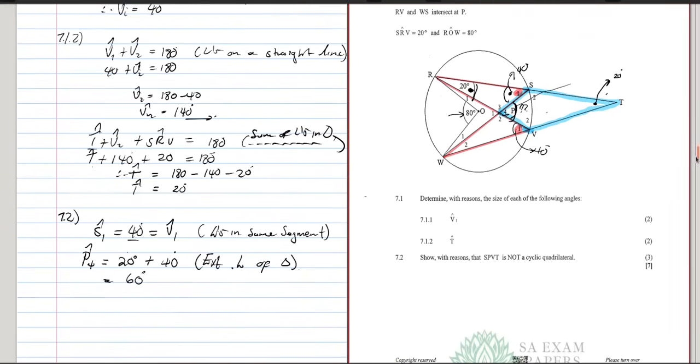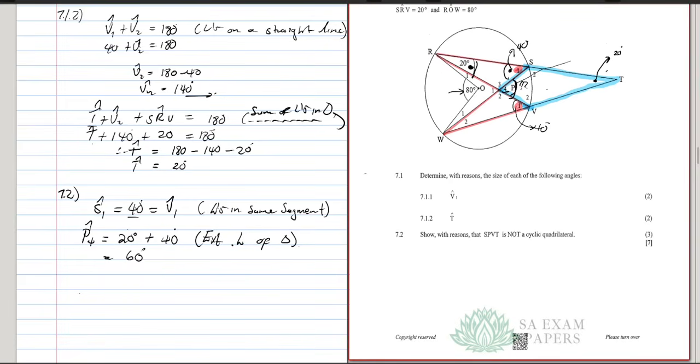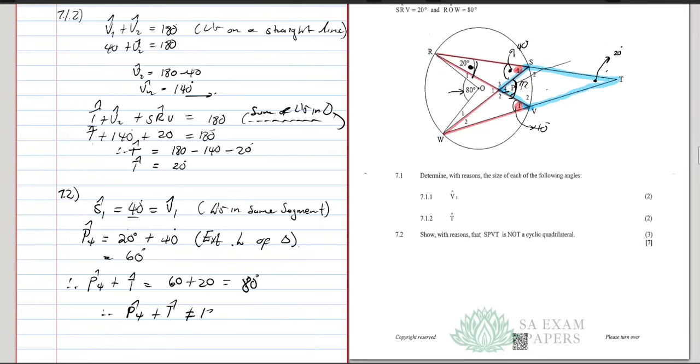Now we can test if that shape is a cyclic quad or not. Therefore, P4 added to T, it's 60 plus 20. I'm getting 80 degrees instead. Therefore, since P4 plus angle T is not equal to 180 degrees, it means that SPVT is in fact not a cyclic quad.